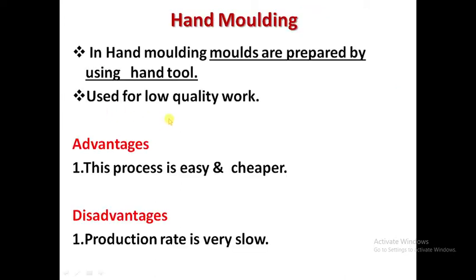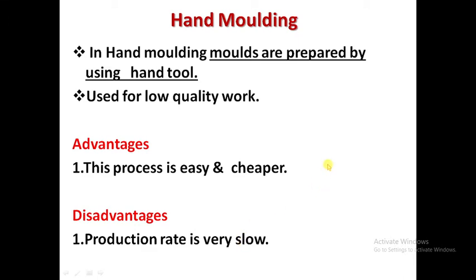Okay, so in hand molding, the molds are prepared by using a hand tool. If we see in the foundry where the casting is prepared, by using a hand tool the molds are prepared. That means by using the hand, the sand is poured into the cope and drag boxes. Hand molding is used for low quality work. The advantage is that the process is easy and cheap, and the disadvantage of hand molding is that the production rate is very slow compared to machine molding.